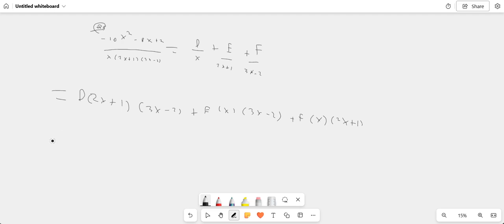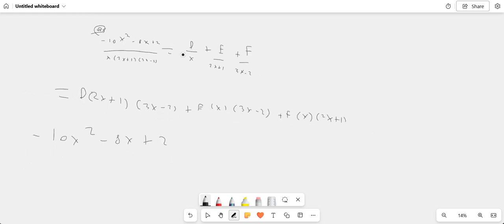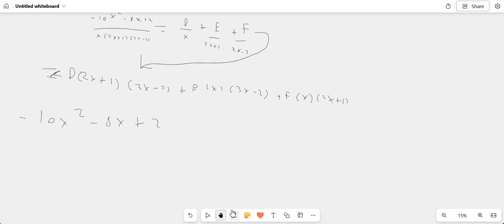So just equate the top, that's the important part. So minus 10x squared, minus 8x plus 2. But be careful, don't do what I've done here. Don't write equals that. Write equals that over x times 2x plus 1 times 3x minus 2, because the exam will say that's not equal to that, it's equal to that over the denominator, so they won't allow it. Or just put an arrow instead of an equal sign. So that's equal to D open bracket 2x and so on, that whole thing on top here.